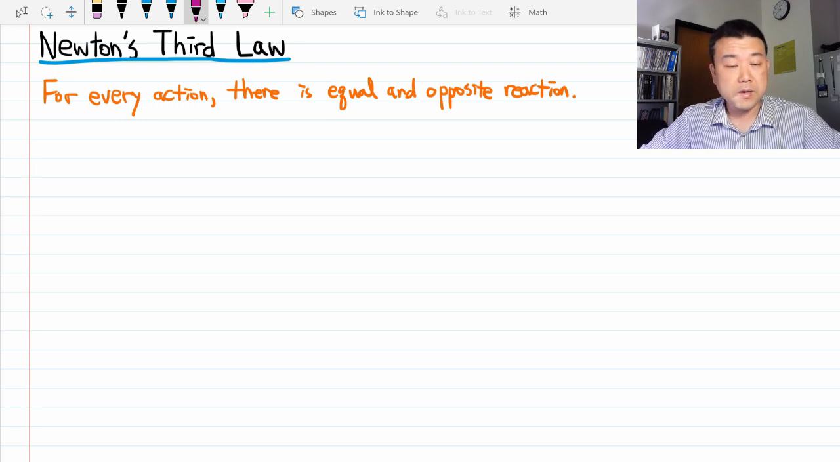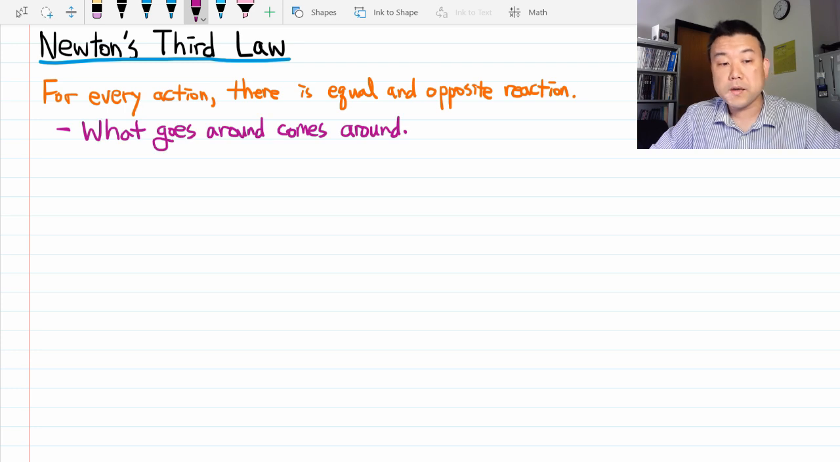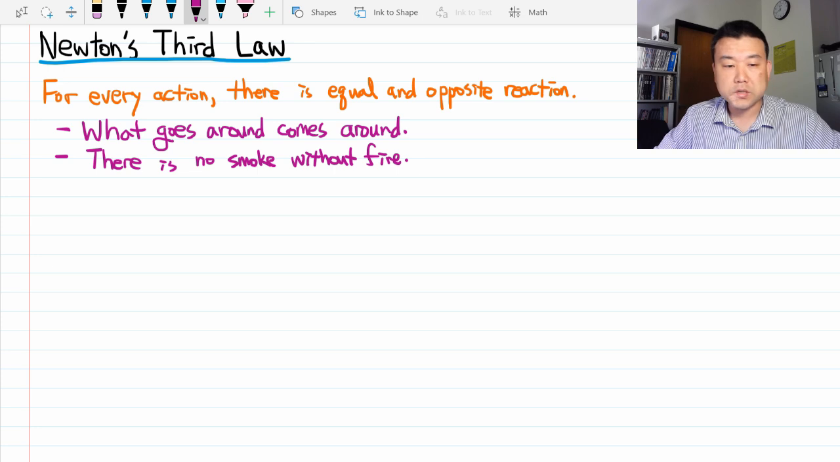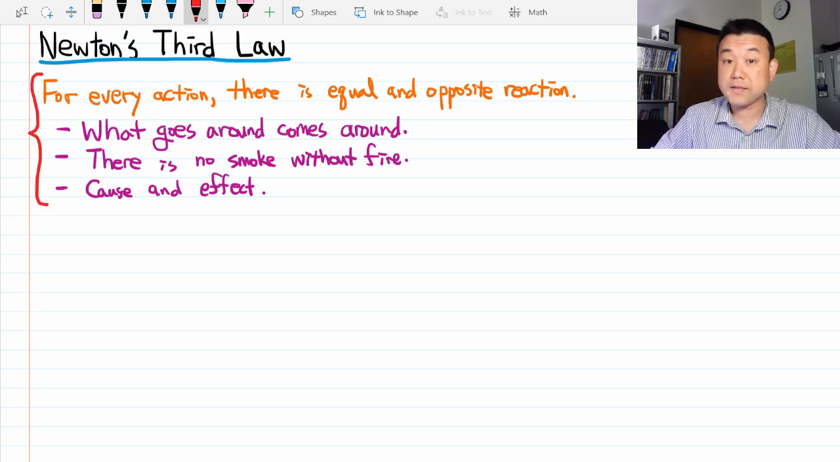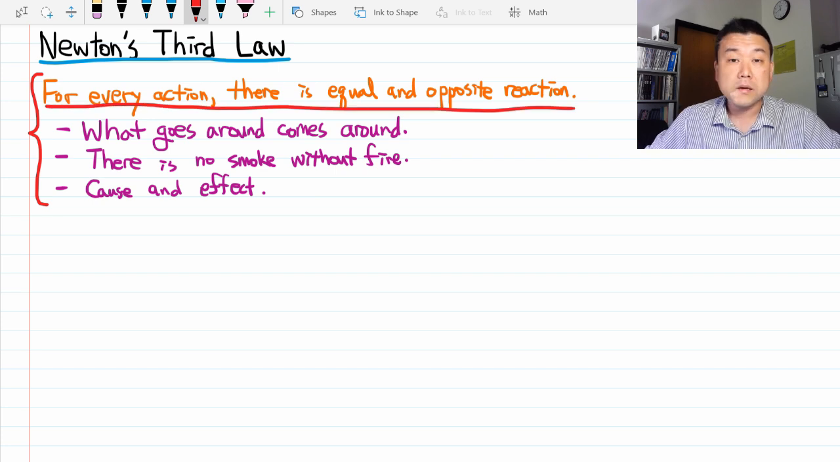This is what I mean. Take these other statements that you may have heard elsewhere. What goes around comes around. Or maybe there is no smoke without fire. Or just the phrase, cause and effect. There is one thing that doesn't belong in this group, and that's the very first statement, Newton's third law. That's what I mean. This statement causes more confusion than illumination.